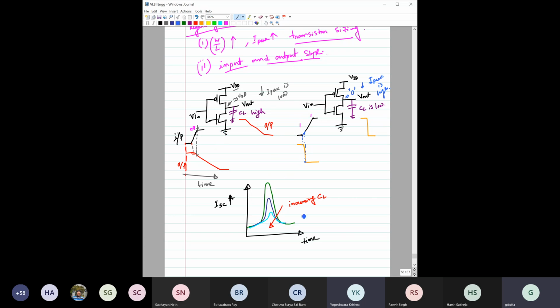So basically, what can we say from this input-output slope? As we are increasing this output capacitor, this ISC, so basically ISC means the overall short circuit current, so you can say I peak. So basically this is the I peak. So I peak is also falling, right? So the I peak also depends on this input-output slope, as you can see from here.